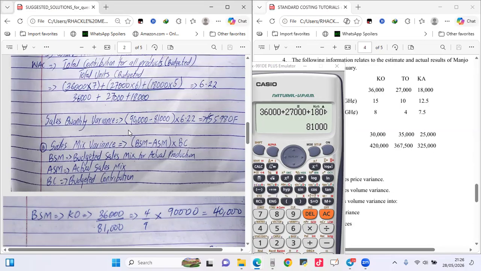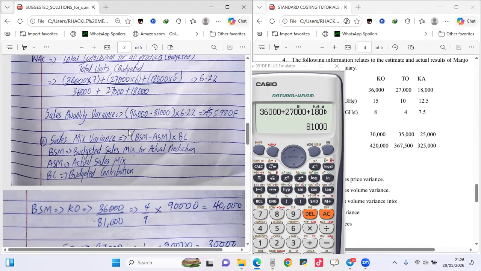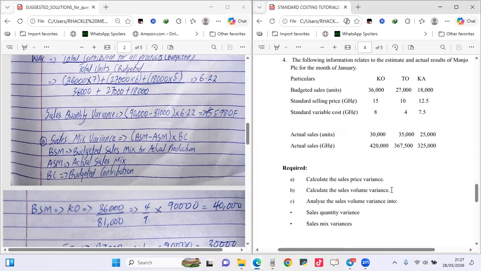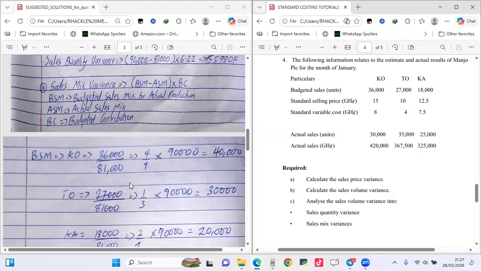Now let's check the sales mix variance, which talks about whether we've actually sold the majority. It is normally used to check whether the organization is having a larger market share or not much market share. It is given by the formula: sales mix variance is equal to the budgeted sales mix for actual production minus the actual sales mix, times the budgeted contribution, because we are using marginal costing. If you were using absorption, it would have been budgeted profit instead.